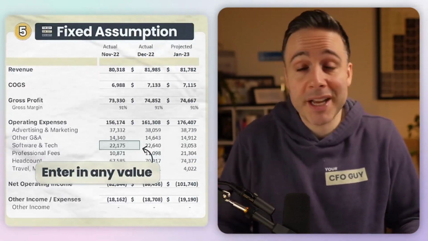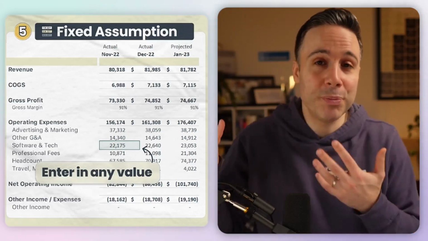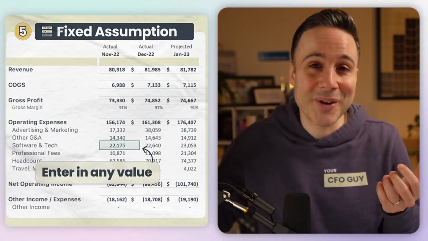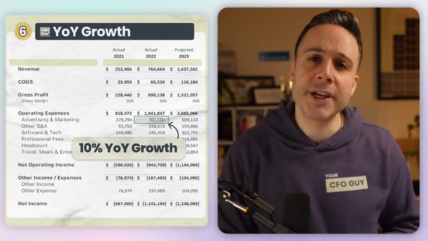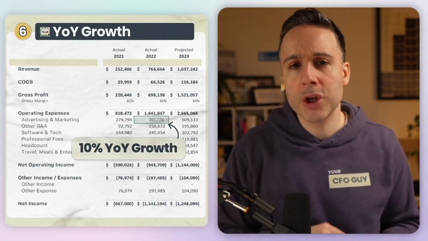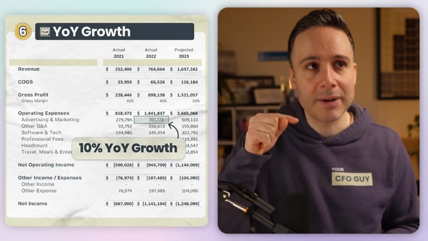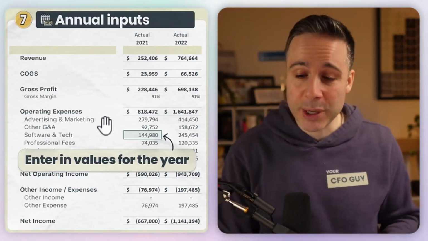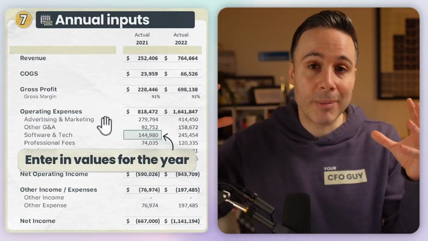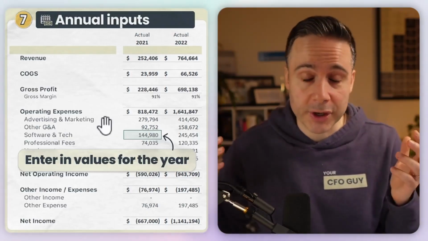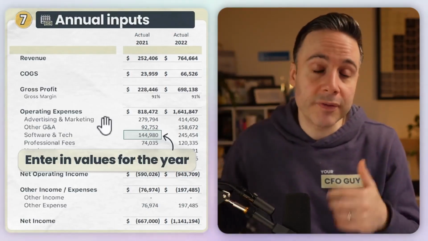You could also just enter in a fixed assumption. Whatever you put there is what the forecast is going to be. Again, there are no rules. Sometimes it would make sense to have a year-over-year growth amount, where you refer to last year's amount and add in a percentage buffer. And that's similar to also putting in annual inputs. So maybe you have an assumption for an entire year on how much, let's say, your accounting fees are going to cost, and you just divide that by 12 each and every single month.